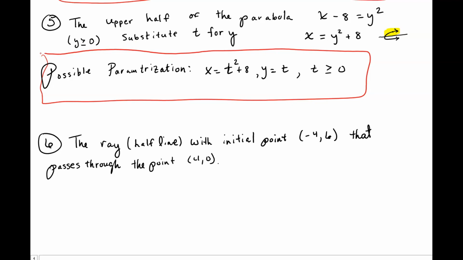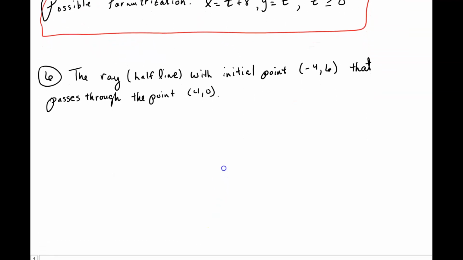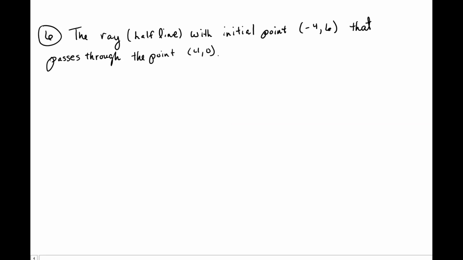This next one is a little more involved, but you'll see why in a minute. You could probably approach it like the first one we looked at in this video, but let's take a look at it another way. It says the ray, which is half a line, and this is what I'm picturing as a ray, something that looks like this, because the other half may go in this direction. So the ray, half a line with initial point negative 4, 6, passes through the point 4, 0.